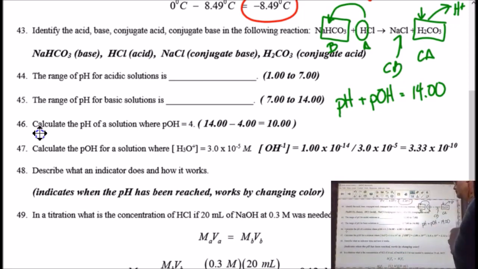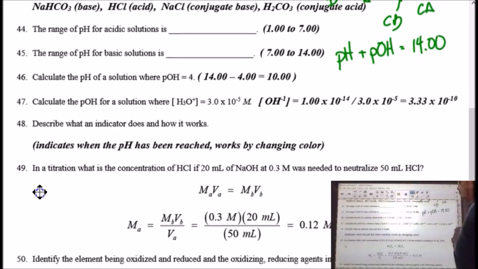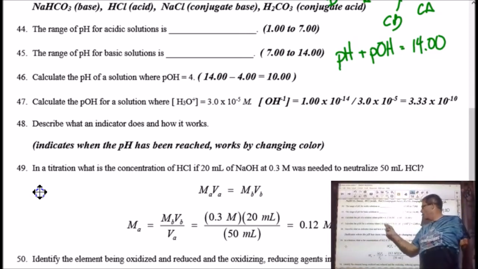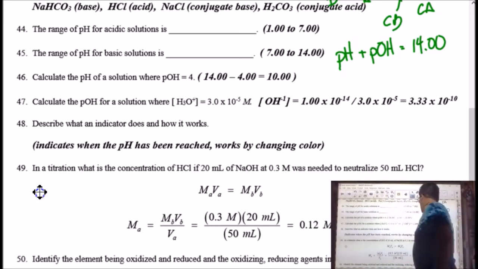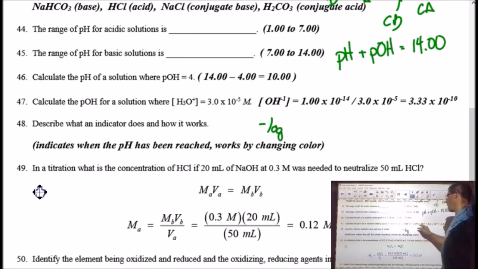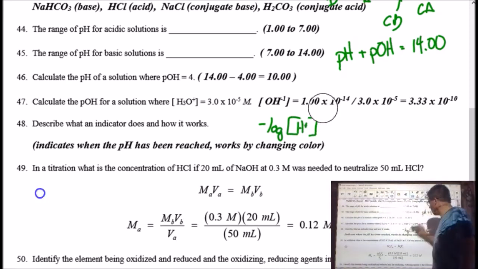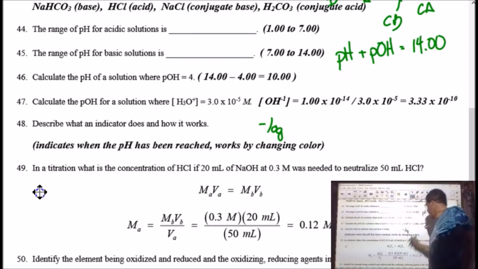47. Calculate the pOH for a solution where the hydrogen concentration is given. So here's my hydroxide concentration. I can find that, and then to find the pOH, I didn't show it on here, I have to take the negative log of my hydrogen concentration, which I just found. Sorry, of my hydroxide concentration, which I just found.